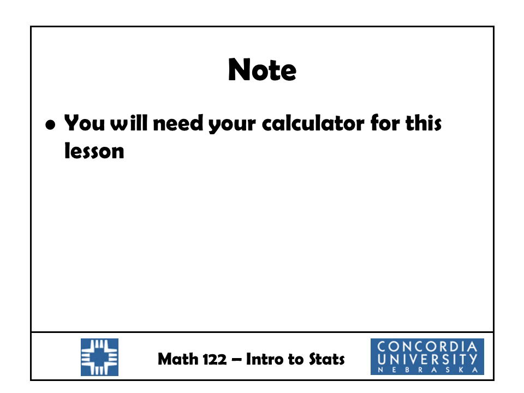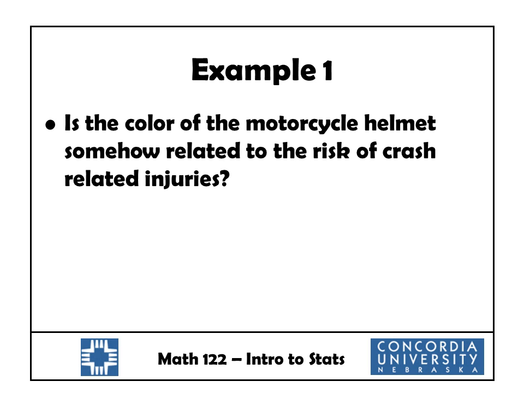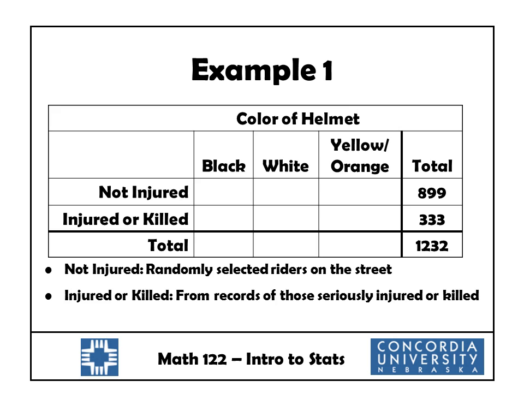First example: is the color of the motorcycle helmet somehow related to the risk of crash-related injuries? We might reason that if you're wearing a brighter colored helmet, you're going to be more visible to other drivers and less likely to get in a crash, whereas if you're wearing a darker colored helmet, you're less visible and more likely to get into a crash. Seems reasonable. So to test this, we went out and collected some data.